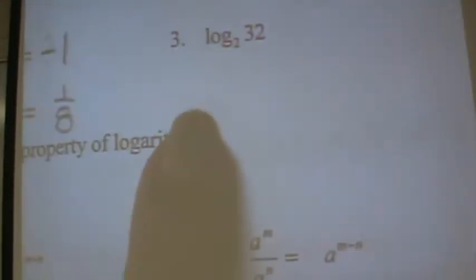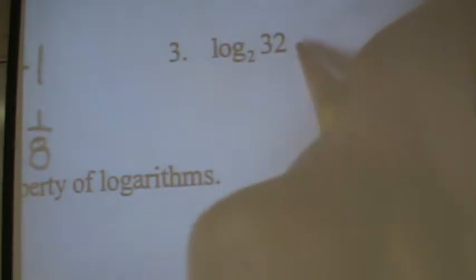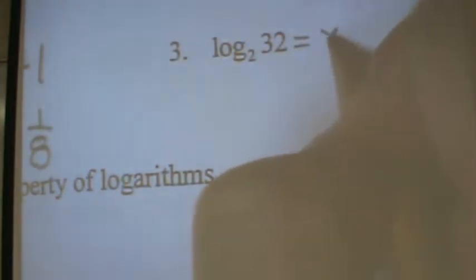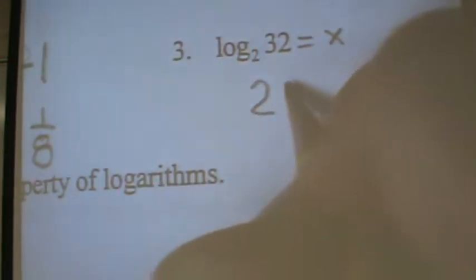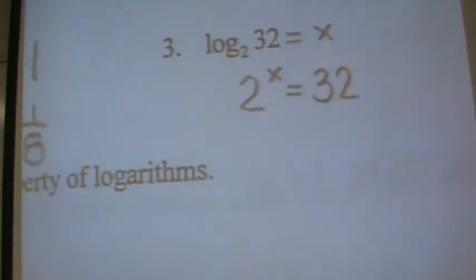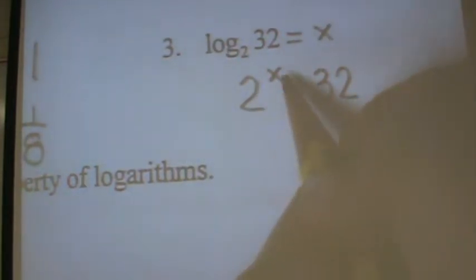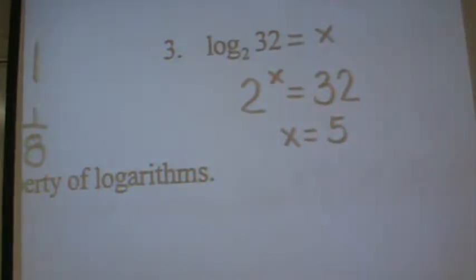All right, so problem number 3. There's 3 ways I want you to do this problem. The first way is with your brain. That's the most important way. How do you rewrite this? 2 to what power is equal to 32? And you said it, 5. So if I raise 2 to the 5th power, I get 32, correct?